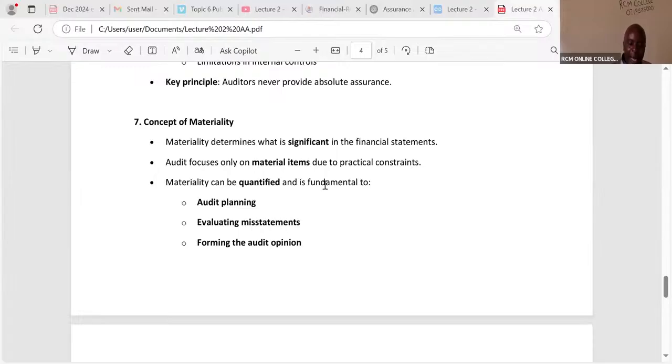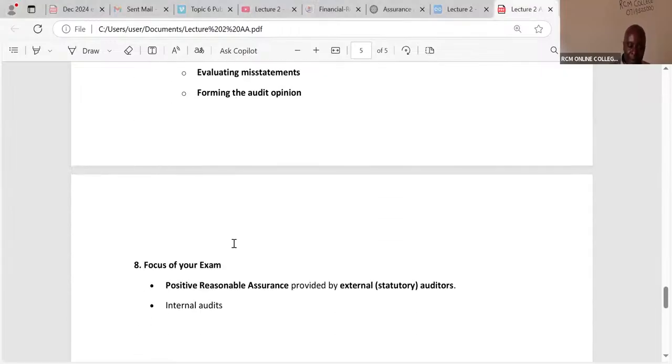Materiality can be quantified and is normally fundamental to audit planning, because during the planning stage, we put this materiality. If something is above this, we audit it. If it's below, then that is really minute for us, immaterial. So materiality is also very important whenever you are evaluating misstatements, the errors that we call misstatements, and when you are forming the audit opinion. I will be able, ladies and gentlemen, to bring this to your attention, because there is a whole chapter which talks about materiality.